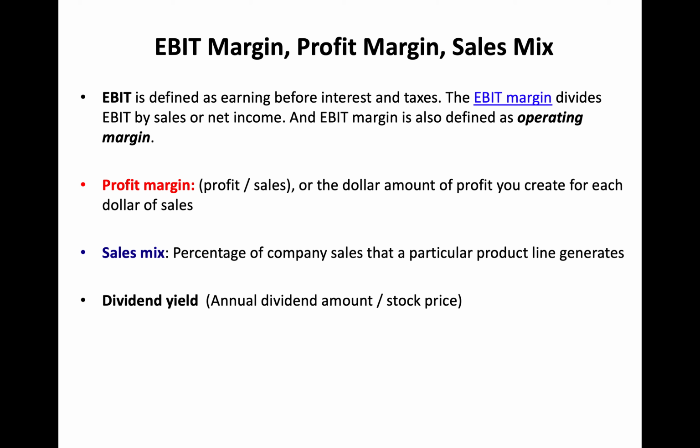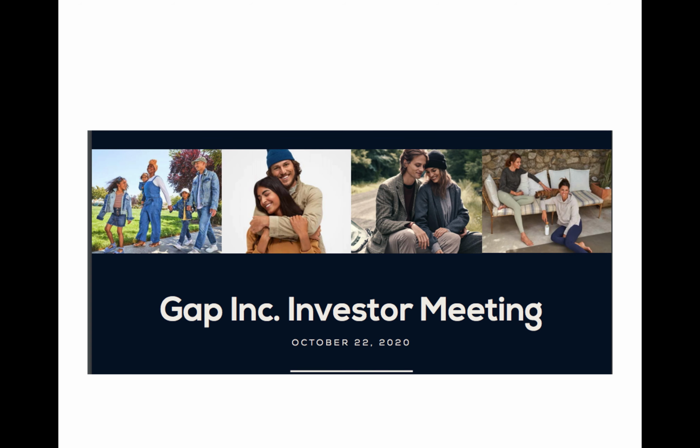Pretty basic. Sales mix is the percentage of company sales that a particular product line generates. And we're going to see how the Gap is changing its sales mix. And finally, dividend yield, the dividend amount in terms of dollars divided by the stock price. So as a percentage, what percentage of the stock price are you getting back as a dividend is really what dividend yield means. So let's talk about the Gap.